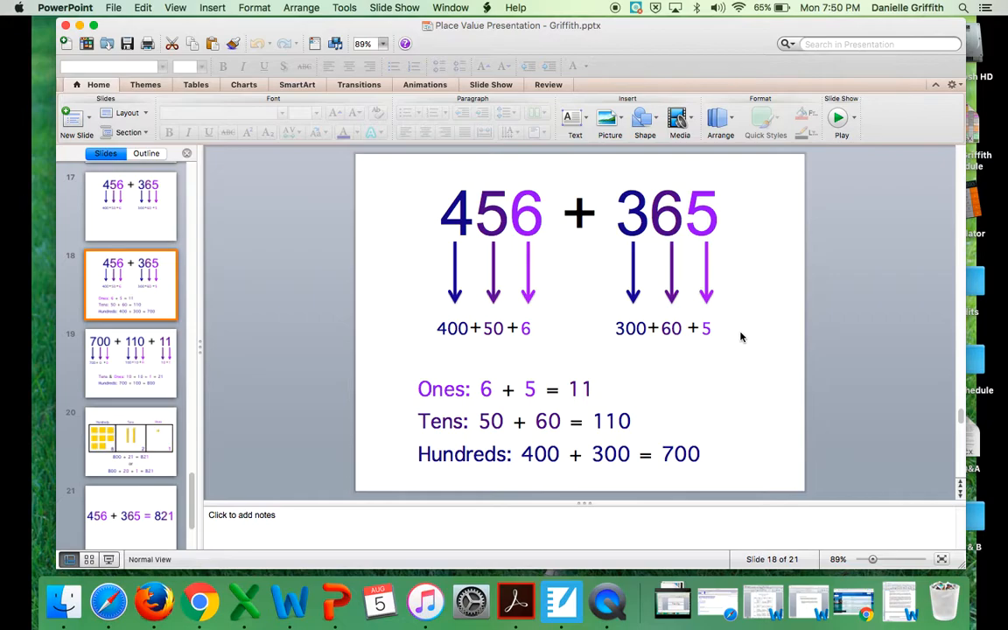So we'll add the ones first. So we take the 6 here and the 5 here, and we add them up, it becomes 11. Then we're going to add the tens next, so 50 plus 60 equals 110. Then we're going to take the hundreds, add those together, 400 plus 300 equals 700. So now we have 3 new sums to work with. Easier numbers. We have 700, 110, and 11.